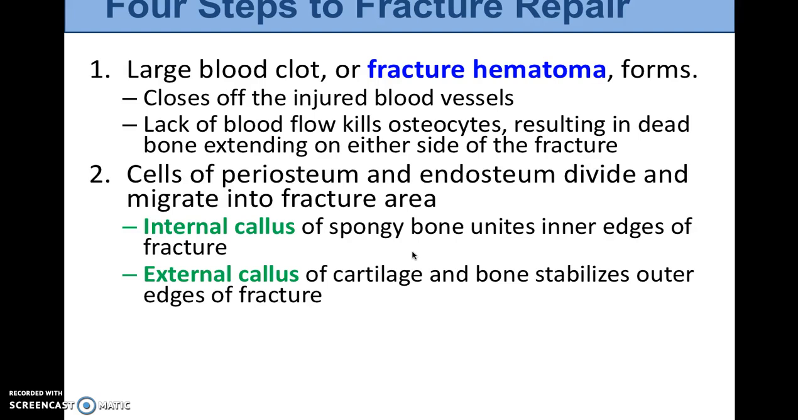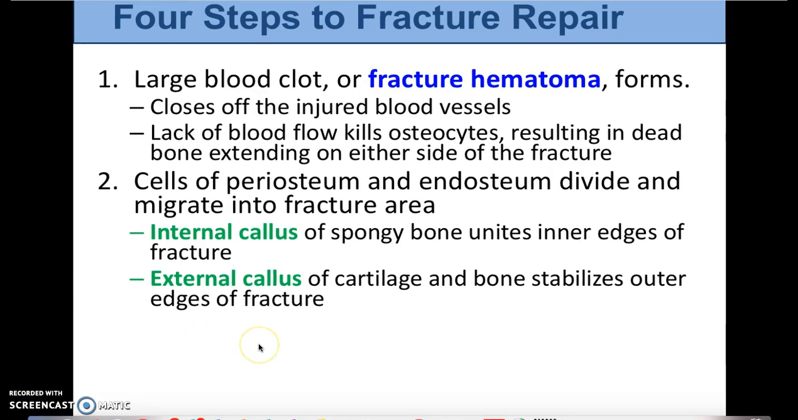So there are four steps to repair for this, as we can see here.